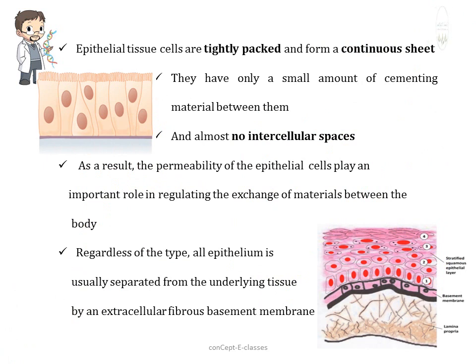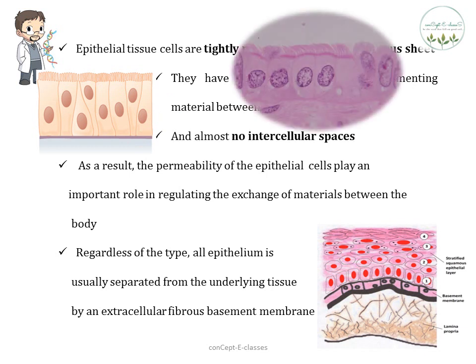So let's see what the epithelial tissue looks like. Epithelial cells are tightly packed and they form a continuous sheet. They have only a small amount of cementing material between them. That is, there are almost no intercellular spaces. If you observe epithelial tissue cells under a microscope, you can see a structure like this. See, it is tightly packed along a continuous sheet and there are no intercellular spaces between them.